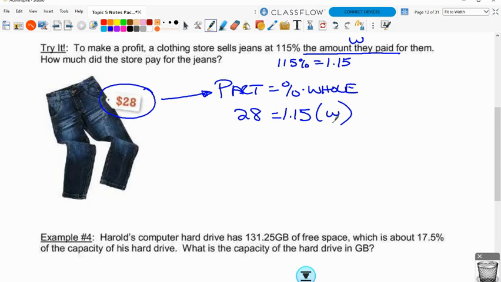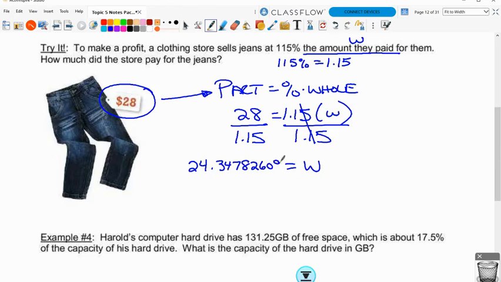W's on the right-hand side. It's not alone on the right. It's got this 1 and 15 hundredths multiplying it. So we're going to have to divide by 1 and 15 hundredths on the right, which means we have to do that on the left as well. On the right, 1 and 15 hundredths divided by itself is 1, leaving us with W. On the left, if you type into your calculator 28 divided by 1 and 15 hundredths, you're going to get a pretty long decimal. We're going to write everything down. 24.34782609 is the value that we get for W.